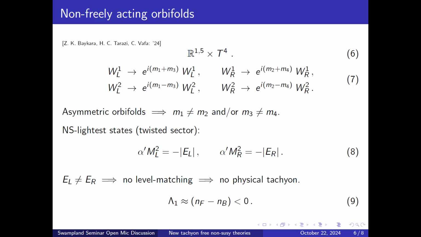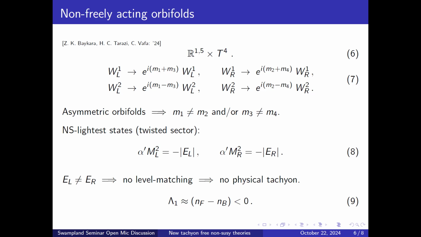And here I will also focus on asymmetric constructions. This means, in terms of these parameters, that M1 should not be equal to M2, and/or M3 should not be equal to M4, so that the left movers are rotated differently than the right movers.